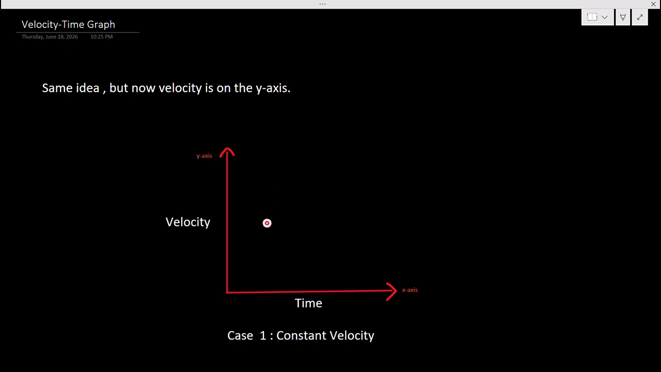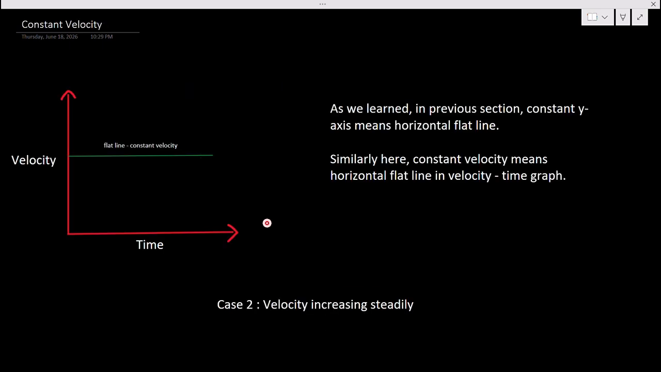Now, the first case. In the distance time graph, the first case was that the object is at rest. Here, the first case is that the velocity is constant. How should the graph look like? As we learned in the previous section, constant y-axis means a horizontal flat line. So constant velocity means a horizontal flat line. The constant distance graph was also a horizontal flat line. Same as that, the constant velocity graph will also be a flat horizontal line. We'll not spend much time on this, so we'll move to case two.